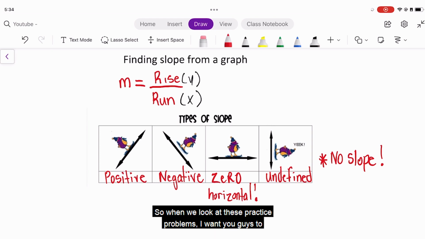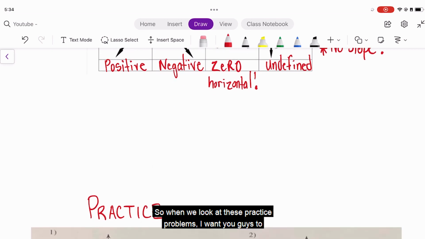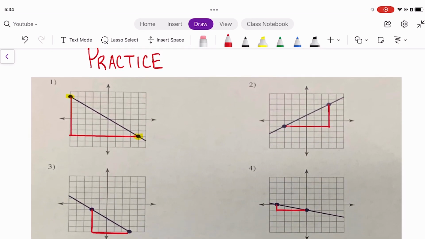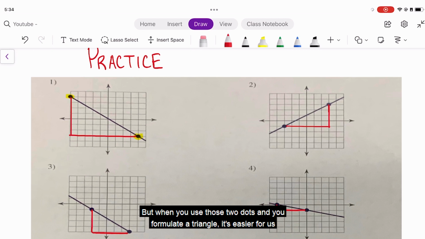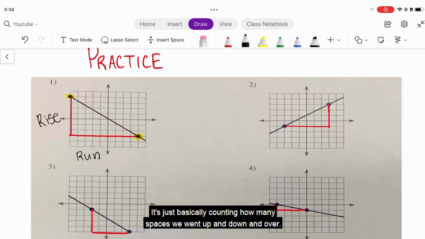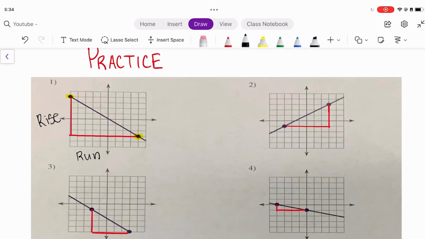So when we look at these practice problems, I want you guys to understand that I drew these triangles. This is optional. But when you use those 2 dots and you formulate a triangle, it's easier for us to calculate our run and our rise, right? Because all we're going to be doing now is just basically counting how many spaces we went up and down and over. And this is what I mean.